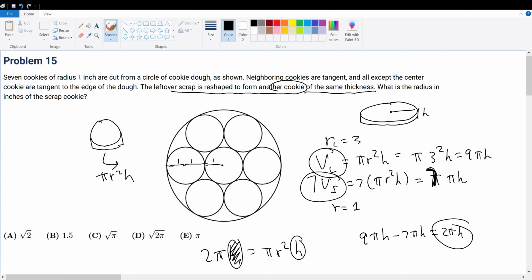So this gets canceled out. We also know that they both share a pi, and so the pi and pi get canceled out. r squared is equal to 2. So r, the radius of the new cookie formed from the scraps, will be equal to root 2. And so your final answer will be answer choice A.